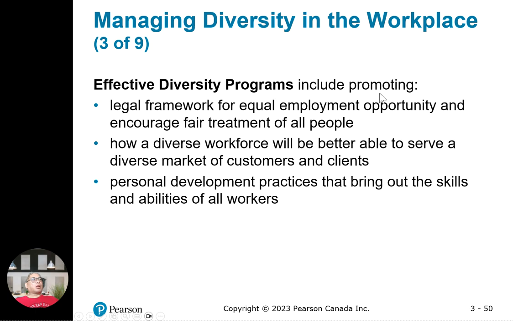Effective diversity programs include promoting the legal framework for equal employment opportunity and encouraging the fair treatment of all people. A diverse workplace will be better able to serve a diverse market of customers and clients. Also, personal development practices that bring out the skills and abilities of all workers.